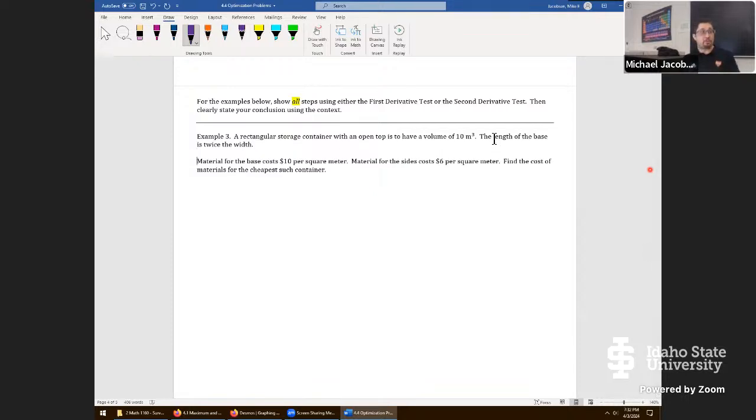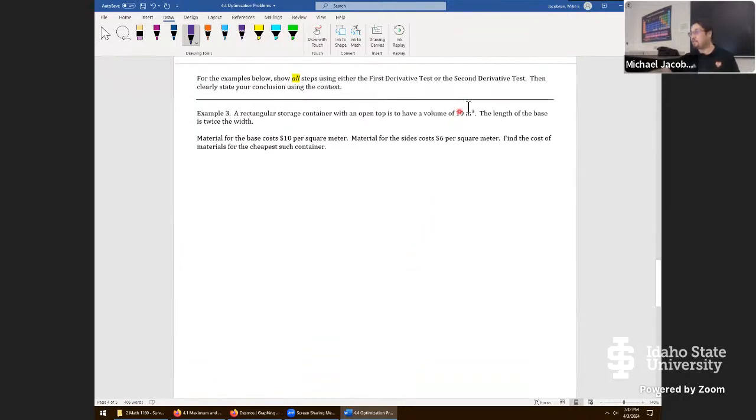Now, you can imagine this is something an entrepreneur is definitely going to have to be faced with in an optimization problem. In building this box, it has that volume specification and this dimension specification, but we also have material costs we're trying to optimize. The base is $10 per square meter. The sides are $6 per square meter. Kind of makes sense. You want your base to be strong for whatever this box is for, or this rectangular container. And we want to find the cost of materials for the cheapest such container. Makes sense. We want to make it cheap and then market it way up to get a great profit margin on this thing. So this one's a hard one to start.